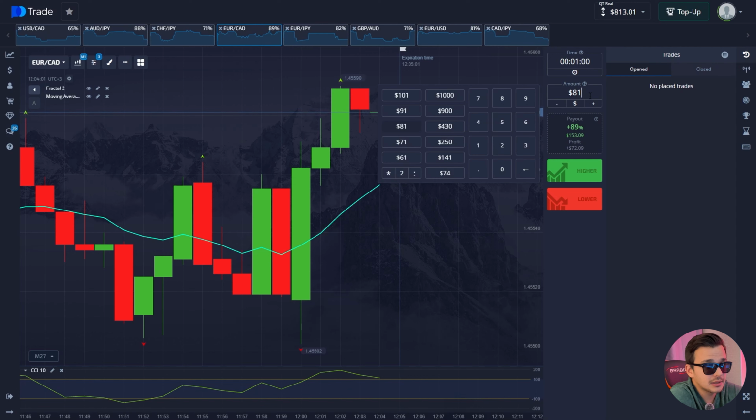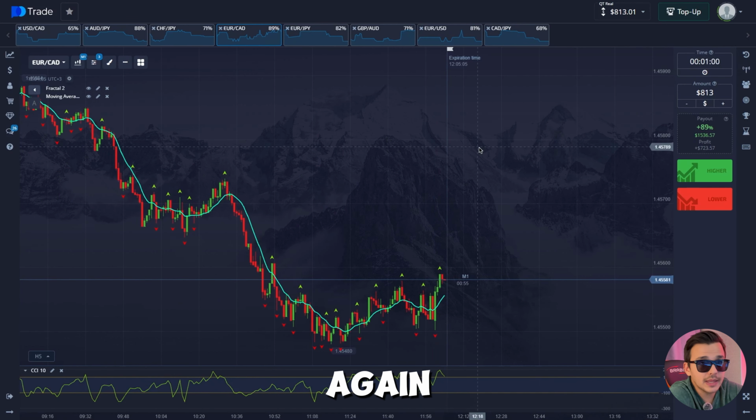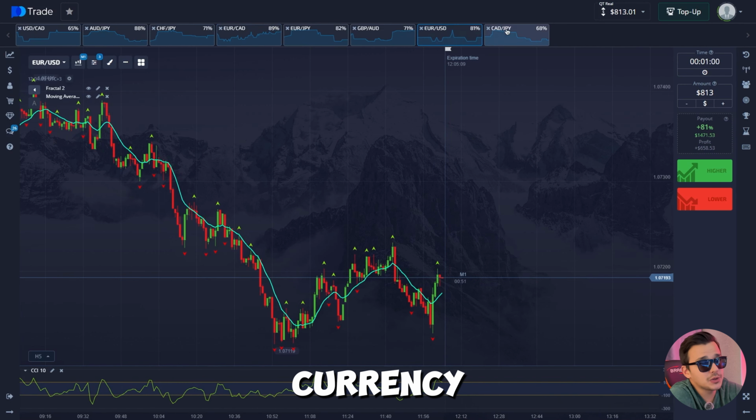Let's change the amount of the value. I will put the maximum again, and let's continue our trade. Let's pick up the next currency pair.